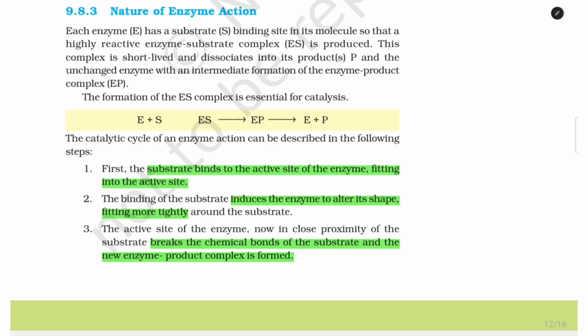Number 1. First, the substrate binds to the active site of the enzyme, fitting into the active site. Second, the binding of the substrate induces the enzyme to alter its shape, fitting more tightly around the substrate. Number 3. The active site of the enzyme, now in close proximity of the substrate, breaks the chemical bonds of the substrate and the new enzyme-product complex is formed.